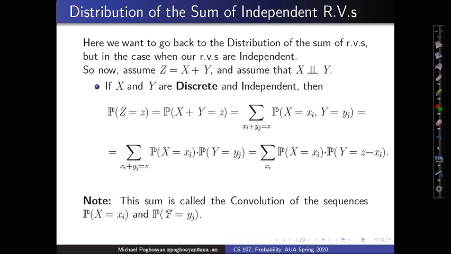Okay, so what is convolution? Convolution is very useful, and in many applications, even in machine learning, we have convolutional neural networks, CNNs, etc.